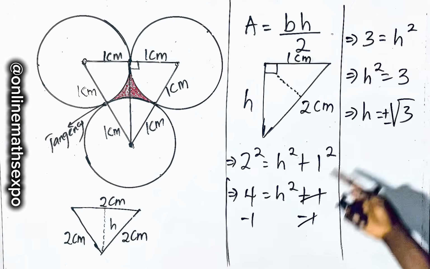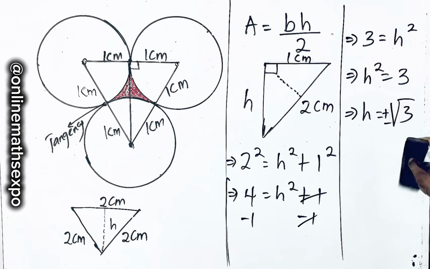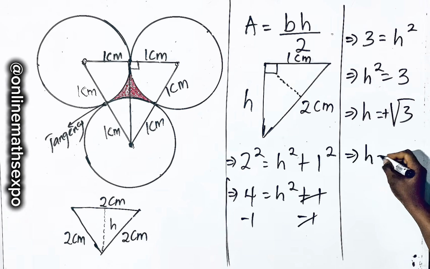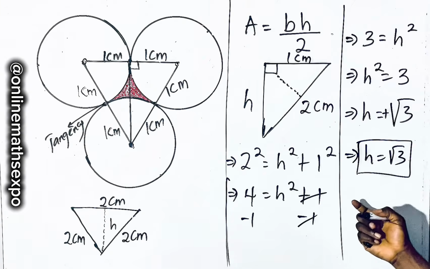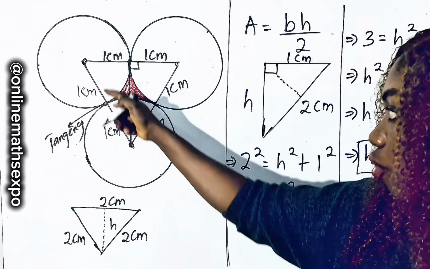But because the height can't be negative, we only take the positive square root. So the height of this triangle is square root of 3. Now that we have found the height, let's find the area of the triangle.